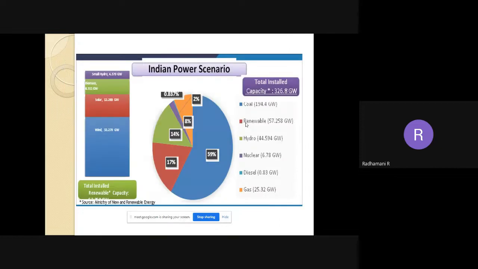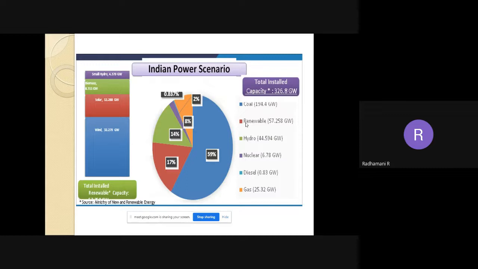So this is the power scenario. Various resources we are using to generate electrical energy. These resources are coal, renewable, hydro, nuclear, diesel, and gas. The major portion we are using is coal.